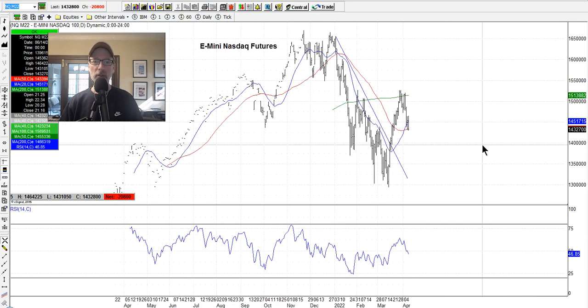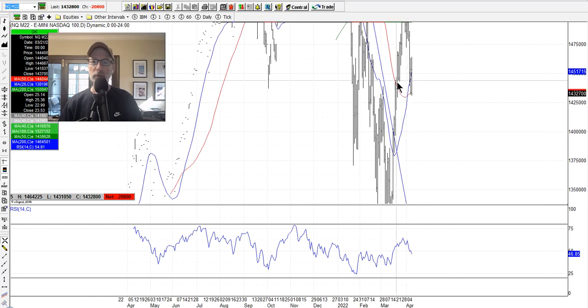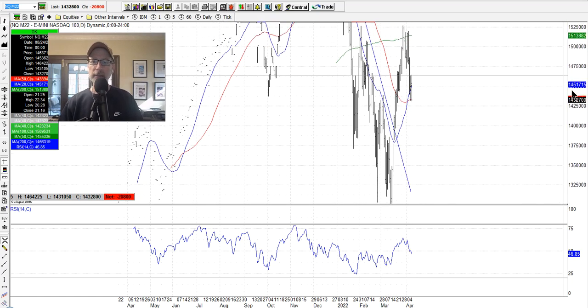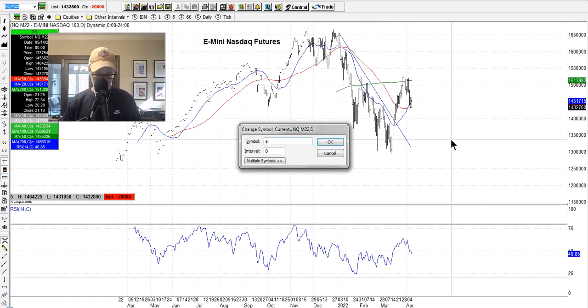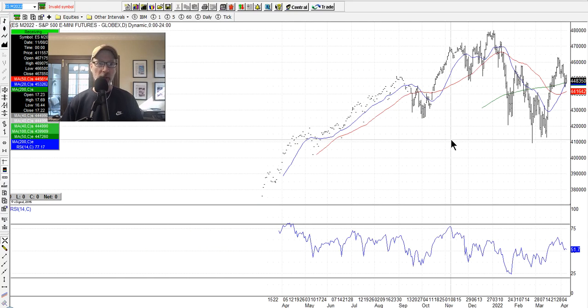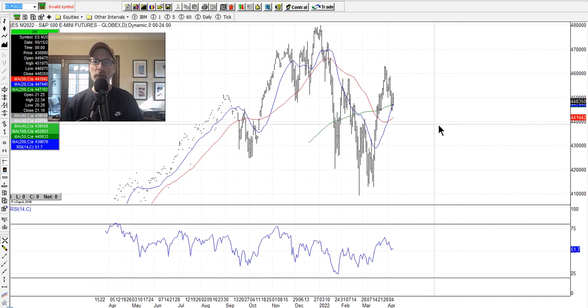As you can see, it looks similar to the triple Qs. You can see Friday, April 8th, finished right on the 50-day moving average here. Let's blow it up a little bit more. So here's the 50-day moving average, and that's where we closed for the day. That's the NASDAQ, and we can look at the E-mini S&P 500. Same thing, a little bit stronger, and it's holding above this.